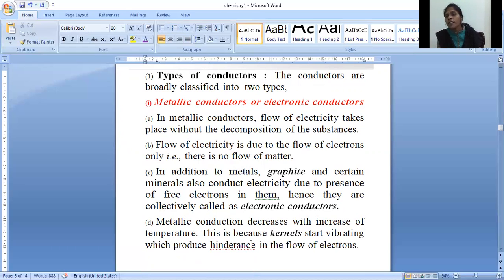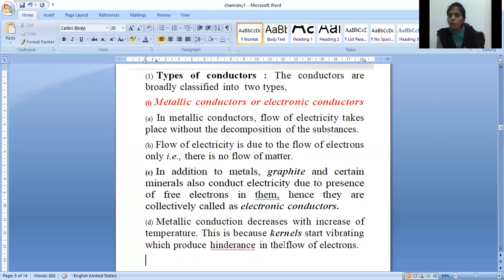If temperature is increasing, what happens? Metallic conductance is decreasing. But why? The metallic conductance is decreasing by increasing the temperature. So what happened here? By increasing the temperature, the kernels start vibrating.